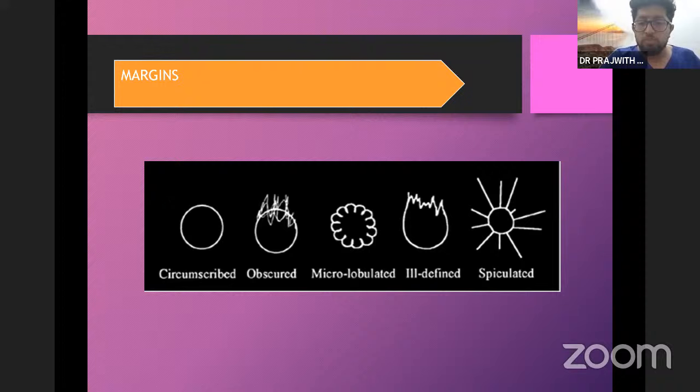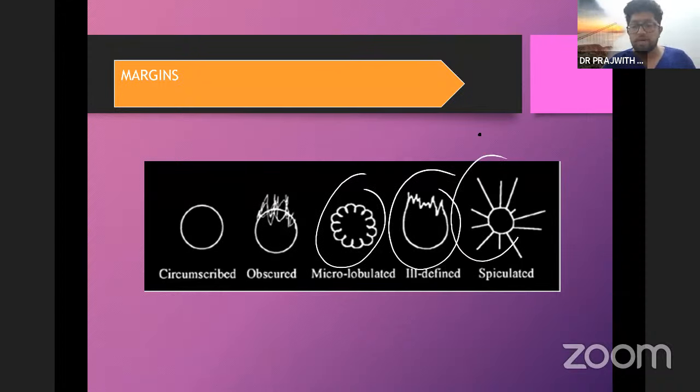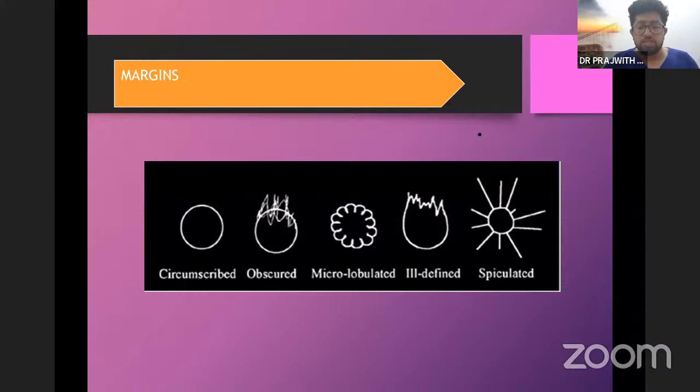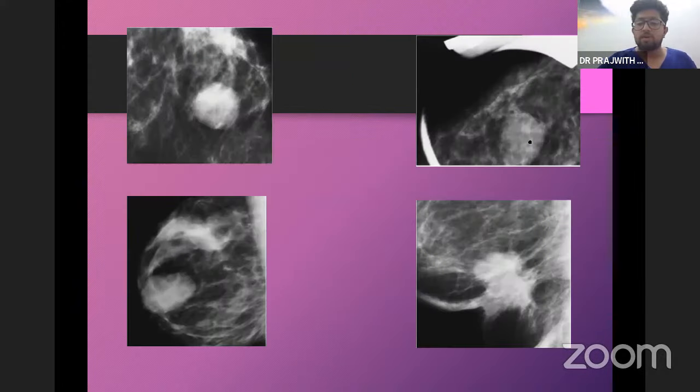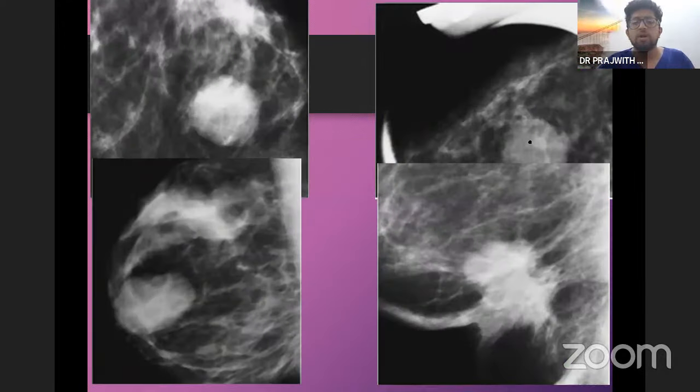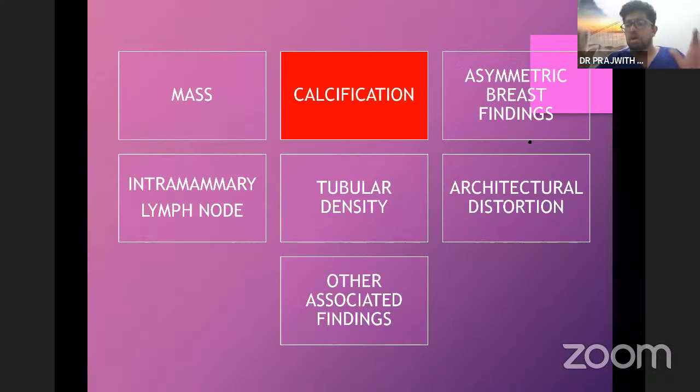Whether it is microlobulated, whether it is ill-defined, whether it is spiculated. Very simple answer: spiculated. Similarly, we can see even in the shape, which breast parenchymal lesion is most malignant. We will never have doubt in oval or round, but we'll always have lobulated or irregular. The more irregular, the more malignant; the more spiculated, the more malignant. Very simple. We can characterize the lesions by these things. Very simple answer for a lesion.